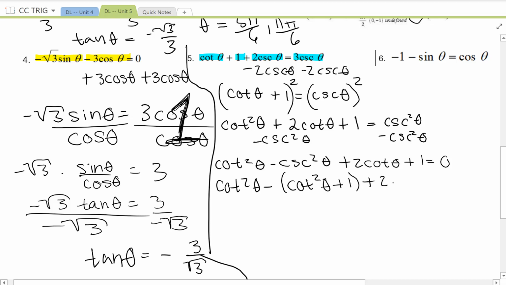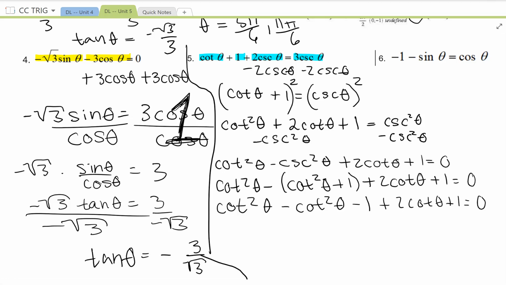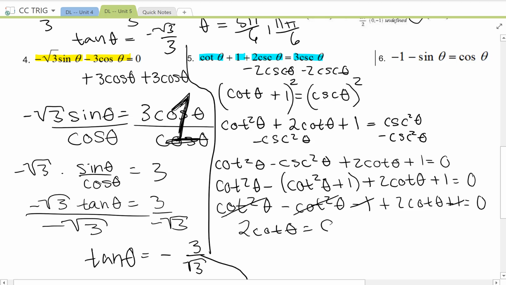This is a Pythagorean identity. Now we're going to combine like terms. Cotangent squared minus cotangent squared, that's 0. Negative 1 plus 1, that's 0. So we have 2 cotangent theta equals 0. Divide both sides by 2. You get cotangent theta equals 0.